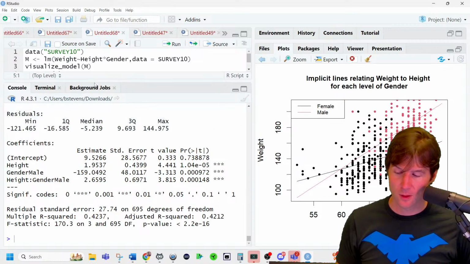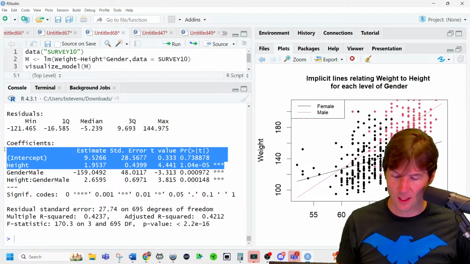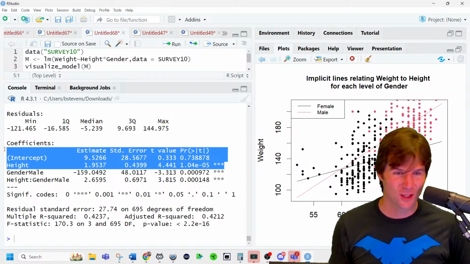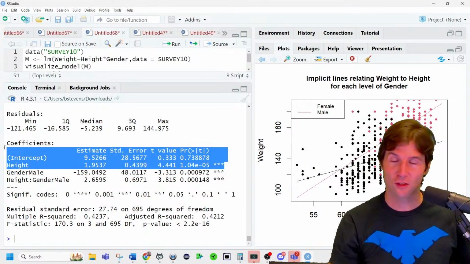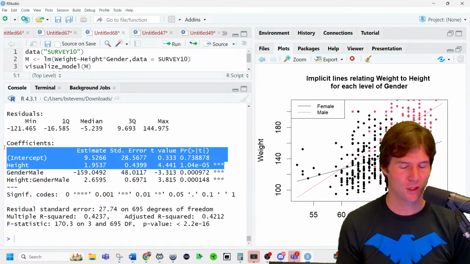Now remember, you've already seen where there's an intercept and an X. In 201, your output looks like this. But here, tall males equals higher weight. Generally associated, if a male's taller, they generally weigh more. That's kind of what we see.